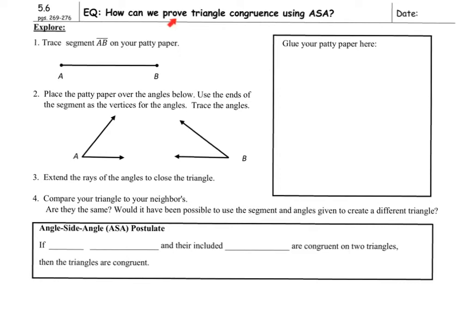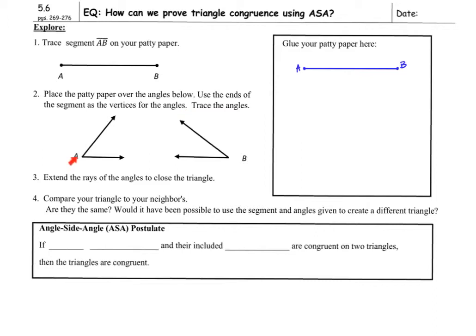Now we're going to be proving triangle congruence using angle, side, angle. So first thing I want you to do is trace segment AB on a piece of paper. Next, you're going to place your paper over the angles below. Use the ends of the segment as the vertices for the angle.